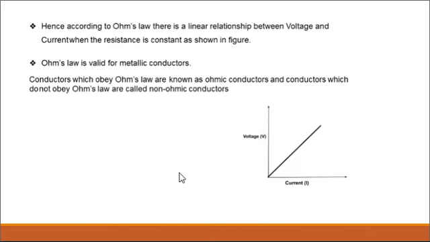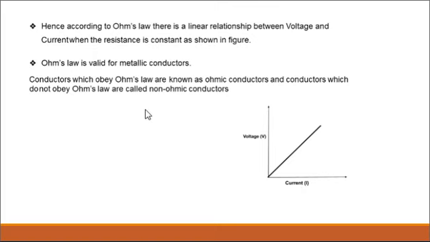Next, Ohm's Law. Here is the linear relationship between voltage and current when resistance is constant: V is proportional to I. When the current increases, the voltage also gradually increases. This is the linear relationship between voltage and current.